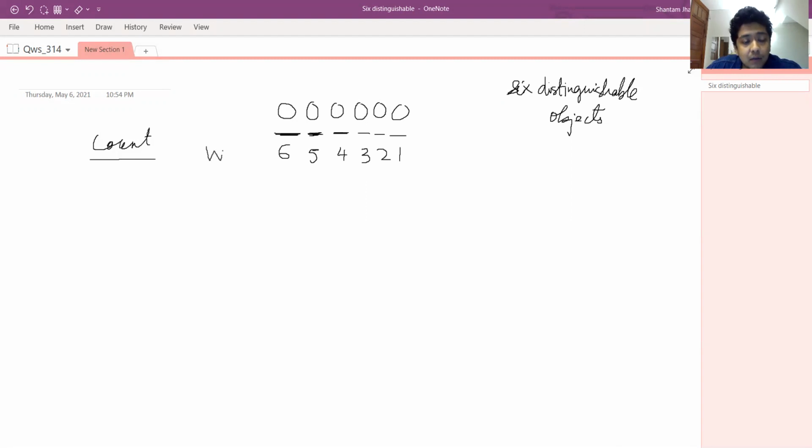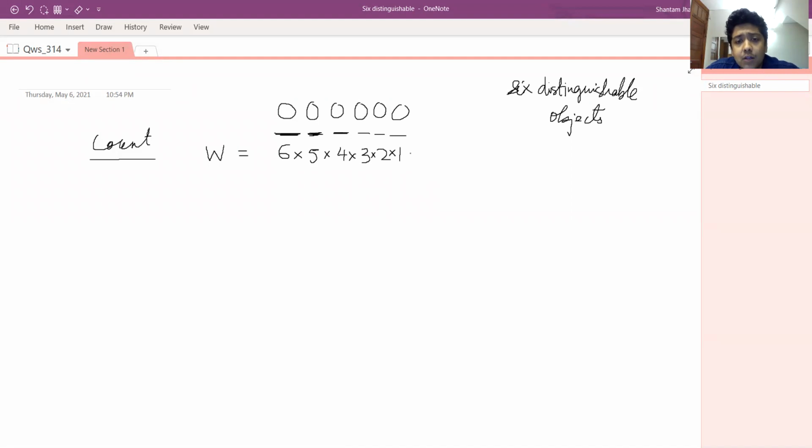Well, W is what we're going to call the number of ways of arranging n objects. The number of ways of arranging 6 objects is going to be equal to 6 times 5 multiplied by 4, multiplied by 3, multiplied by 2, multiplied by 1. This is how we count the number of ways of arranging 6 distinguishable objects.